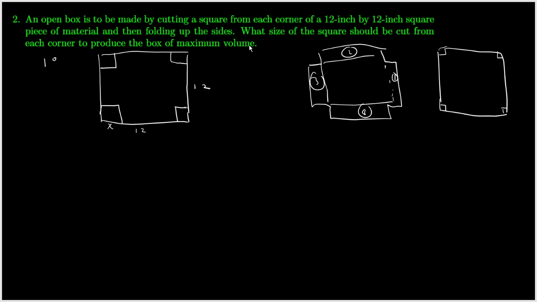So do you know what I mean? If the corner squares are too tiny, then the resulting box, the base is going to be bigger, but the height is going to be tiny. So the resulting box is going to be very flat if the corner squares are tiny. You can imagine the volume is not going to be the largest.